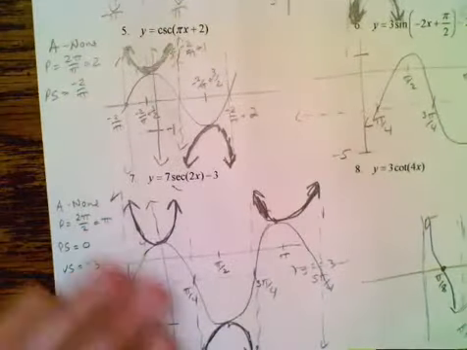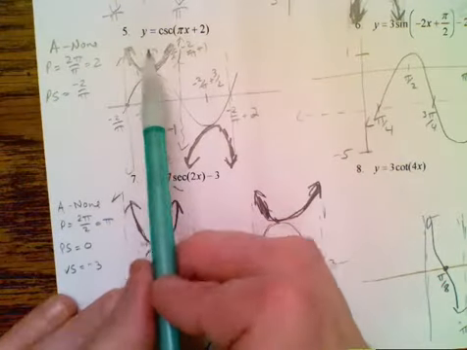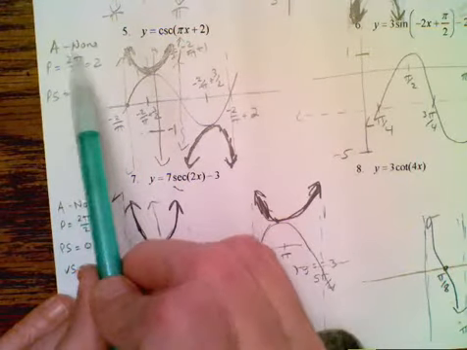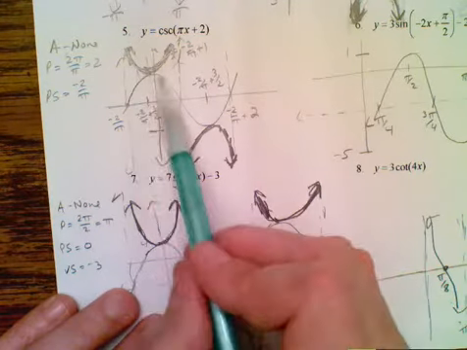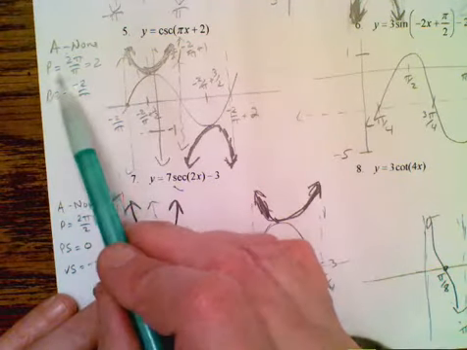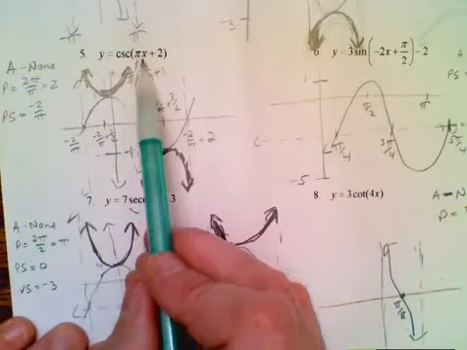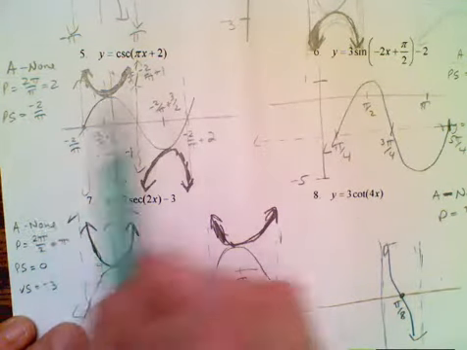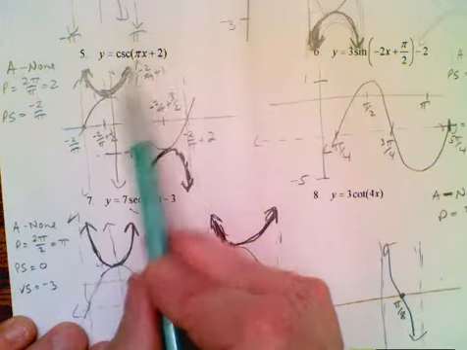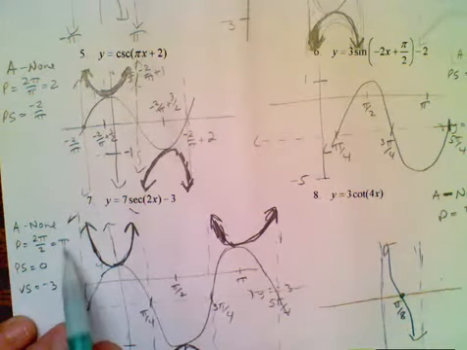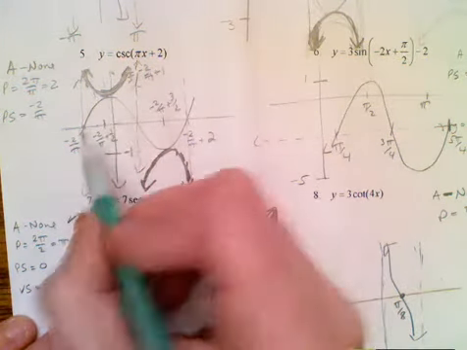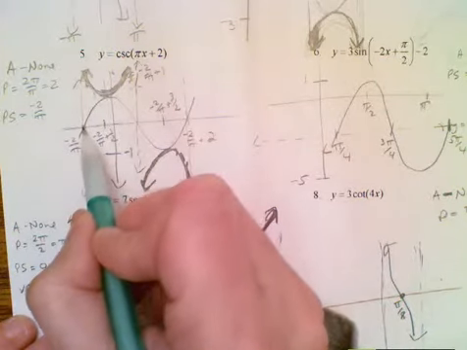Alright, number 5. Cosecant, so that means there's amplitude of none, even though the sine of that will have an amplitude of 1. Period will be 2 pi divided by pi, divided by that b value. So that will be 2, and the phase shift is opposite of c over b, negative 2 over pi. So I don't really know what negative 2 over pi is, but I know it's over here.